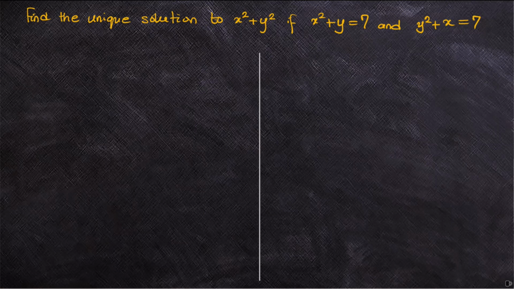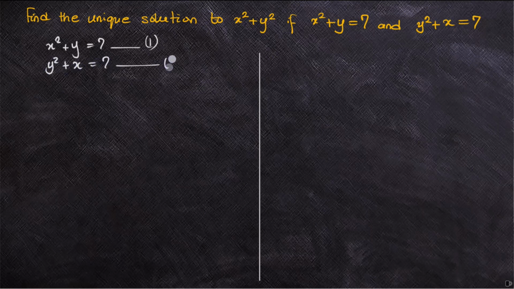We are asked to find the unique solution to x squared plus y squared if x squared plus y is 7 and y squared plus x is 7. So I want to have these two equations, x squared plus y is 7, which I'm tagging as equation 1, and then y squared plus x is 7, which I'm adding as equation 2. So perhaps one of the very first things you need to ask yourself is, what do I do first?